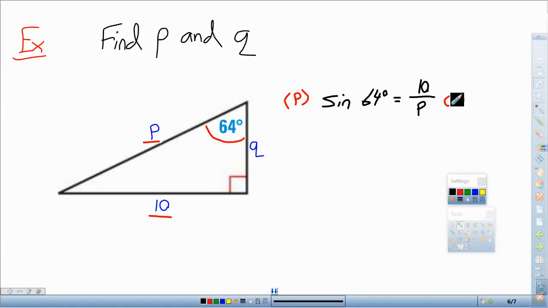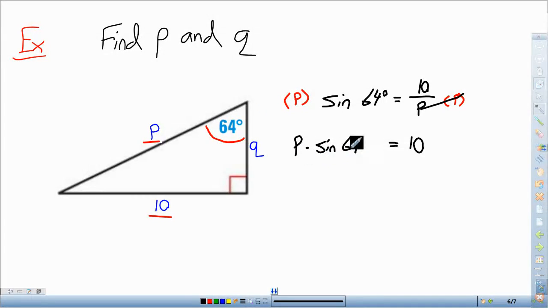So those P's cancel. I get 10 on the right. On the left, I'm going to rewrite this, P times sine 64. By the way, you might be tempted to not rewrite this and then do divided by in this step, but then you start to jumble up everything. So rewrite it and then do the division. It's being multiplied by sine 64, so let's go ahead and divide by sine 64 on both sides.